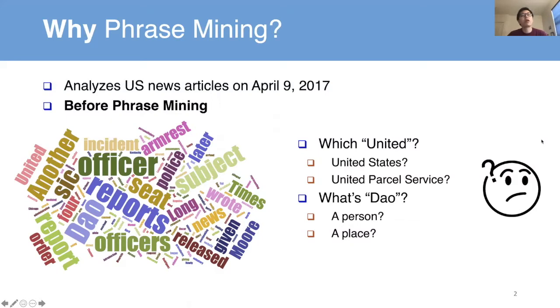If we don't have any phrase mining, the most straightforward way to analyze this document will be just to plot a word cloud. It's basically based on the frequency of these words. And we have the visualization here.